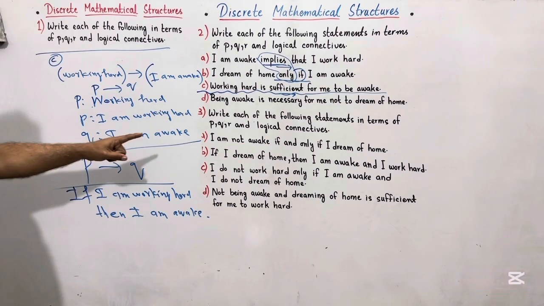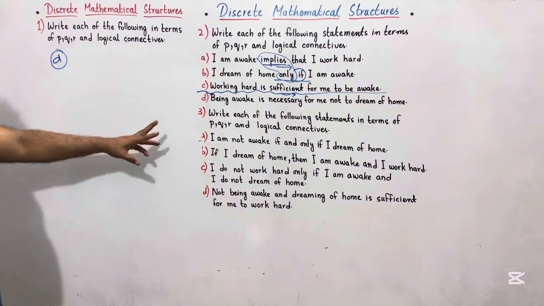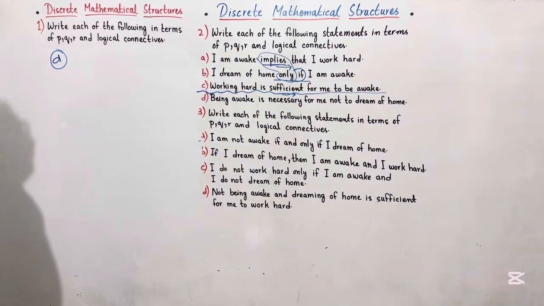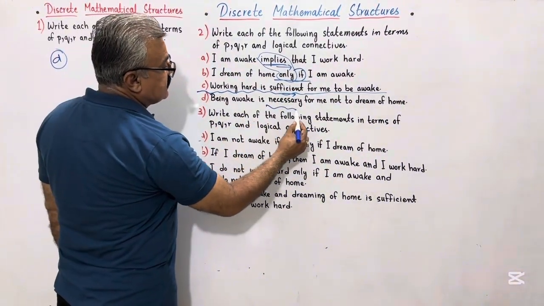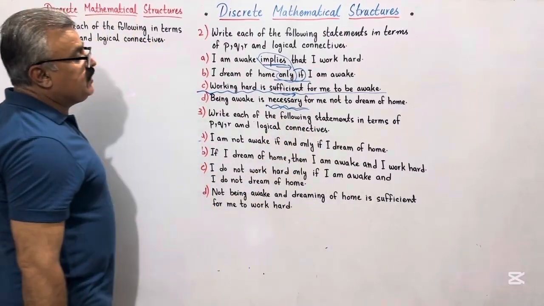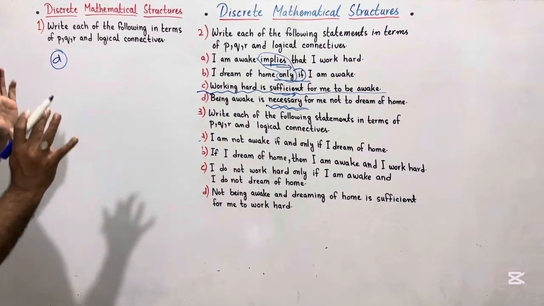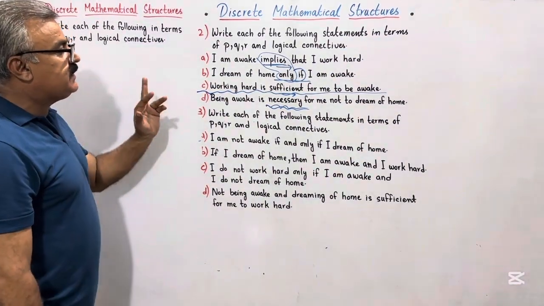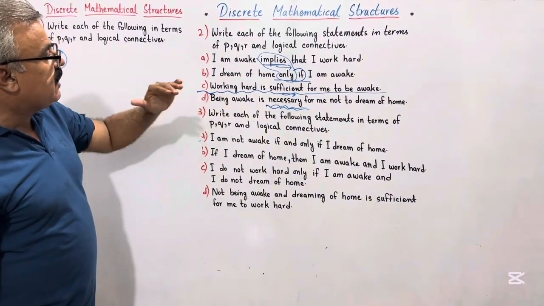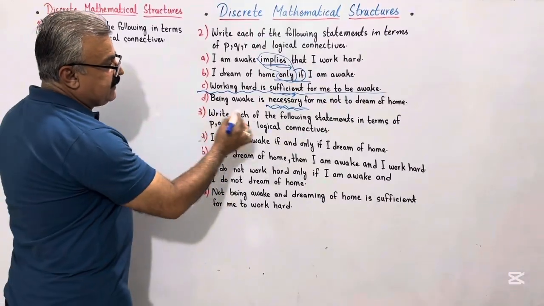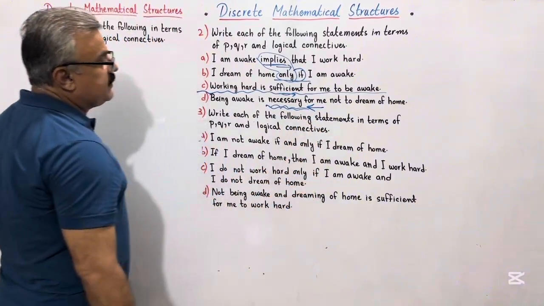Moving towards part D: being awake is necessary for me not to dream of home. Sufficient and necessary are two confusing words in the case of logical connectives. Sufficient means arrow. Sufficient is the replacement of only if, implies, if-then. In that case, necessary shows a reverse arrow. Necessary stands for a reverse arrow.